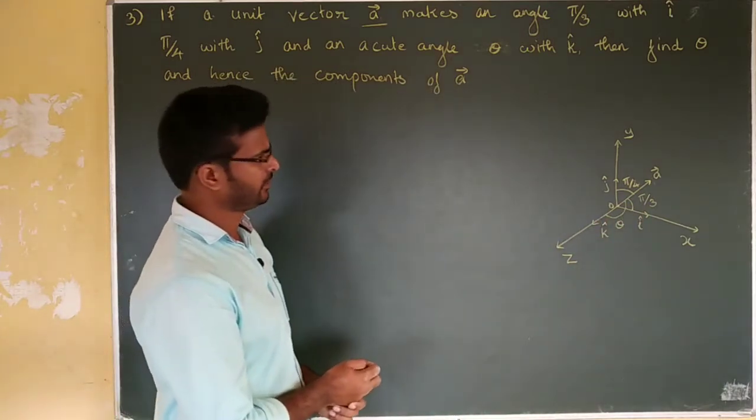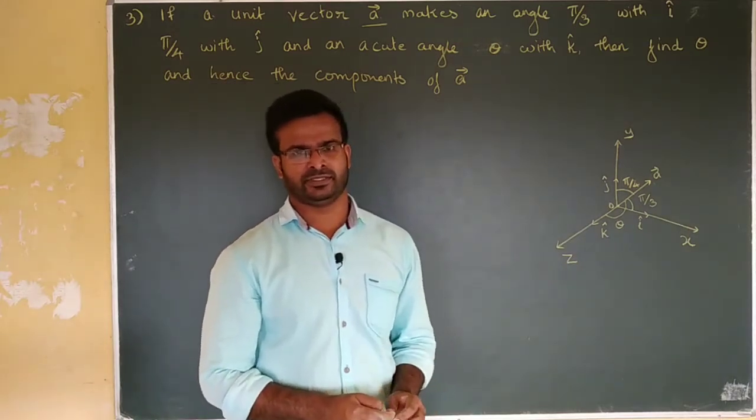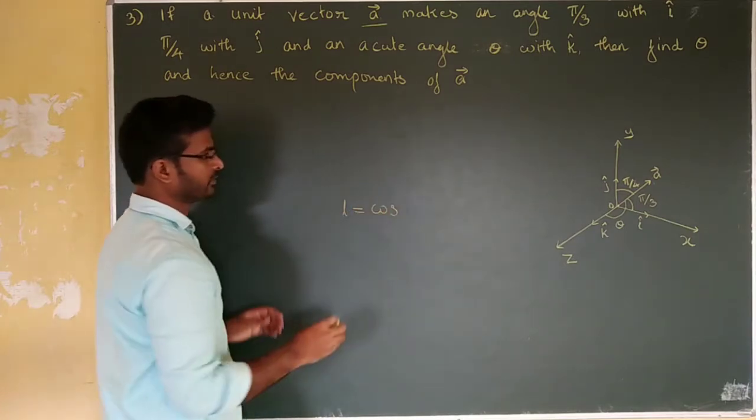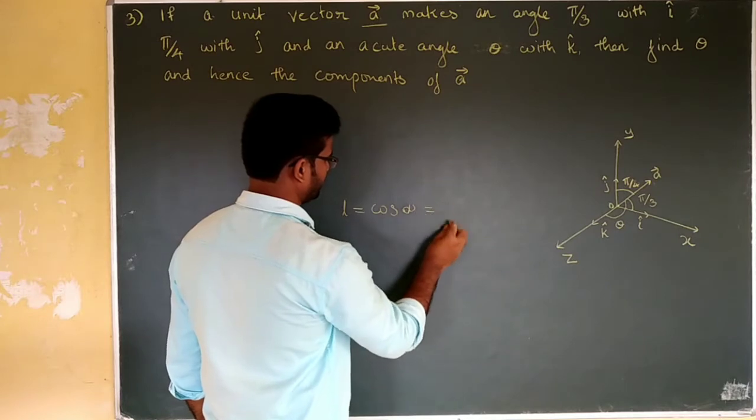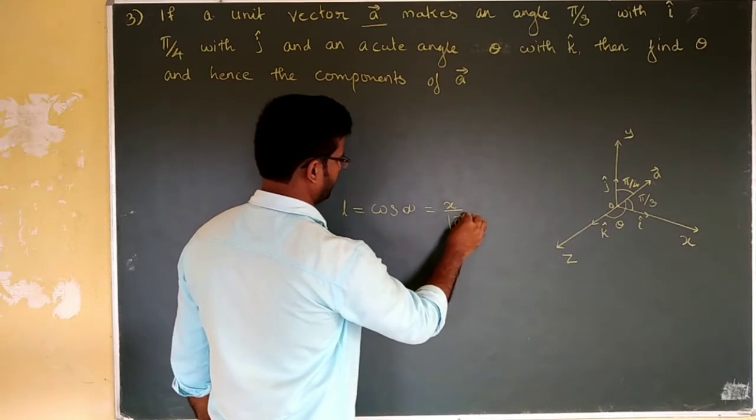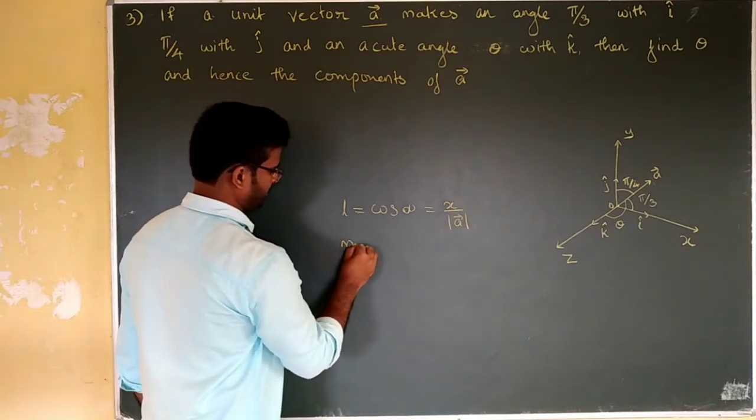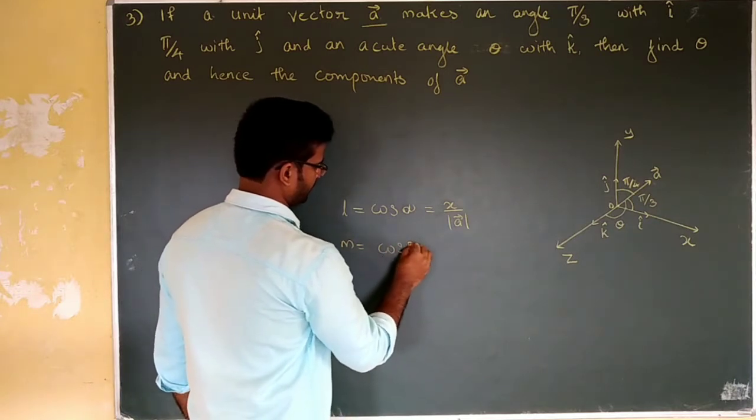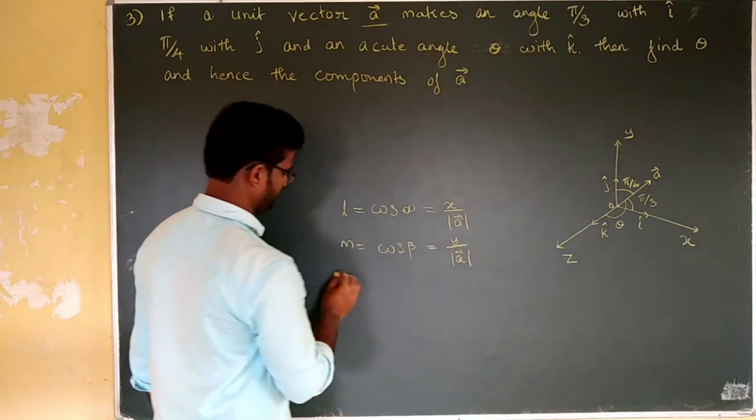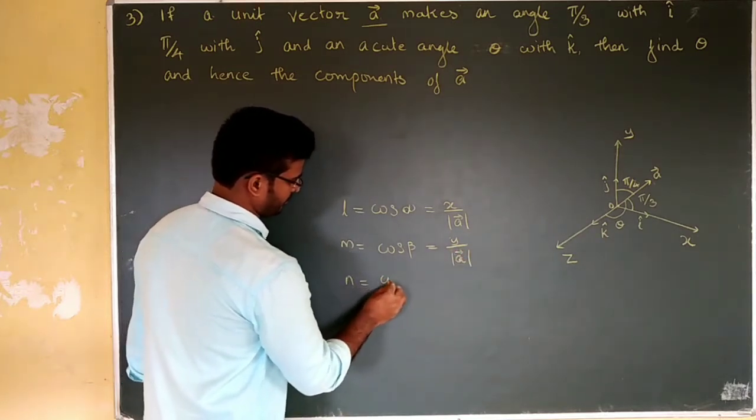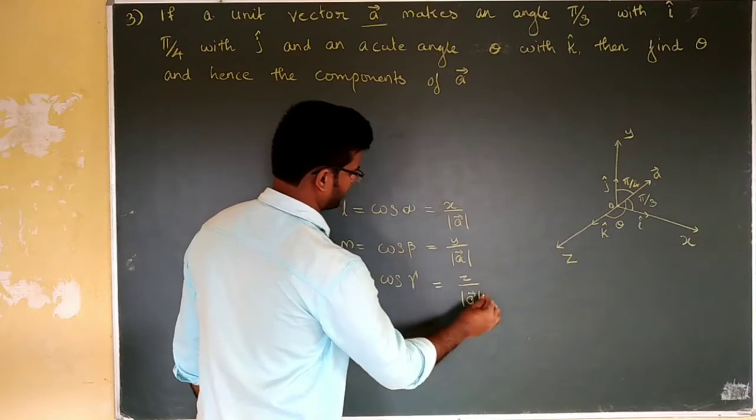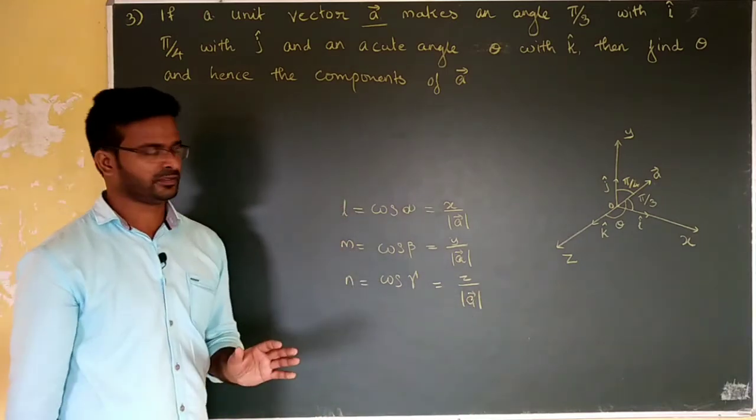What will you do? You studied direction cosines. What are direction cosines? l equal to cos alpha equal to x divided by modulus of A vector, then m equal to cos beta equal to y divided by modulus of A vector, then n equal to cos gamma equal to z divided by modulus of A vector. These direction cosines we have already studied.